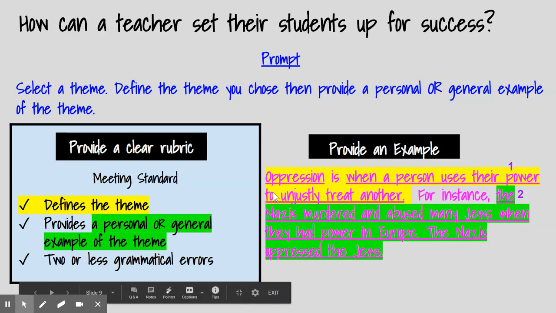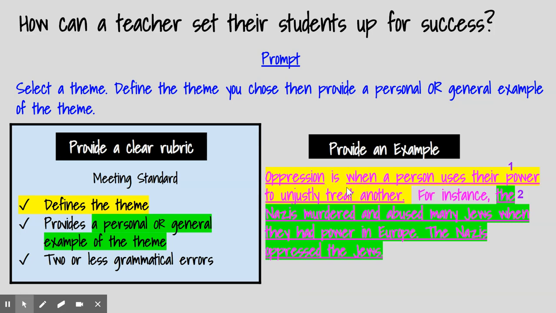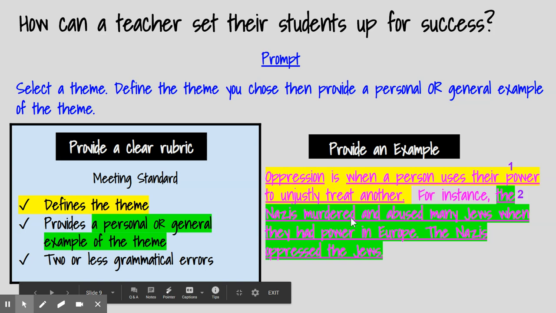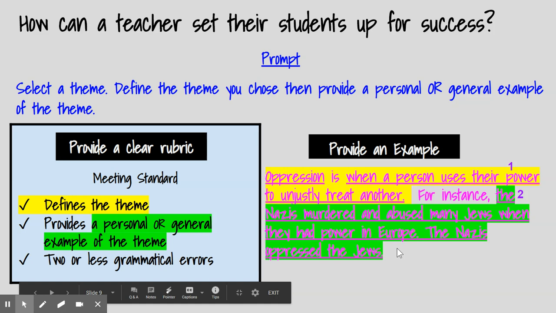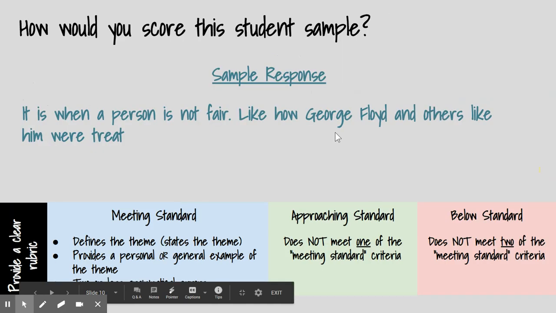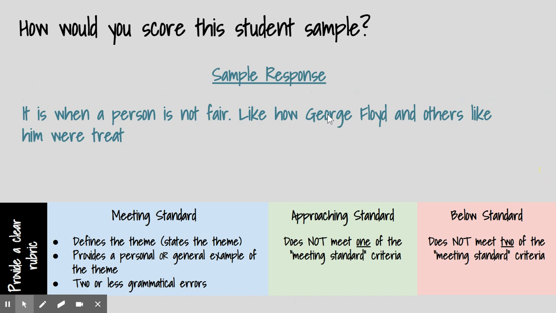So the theme is clearly called out. It is defined in the first sentence, and an example with Nazis and Jews is provided. This clearly shows that the student understands what oppression means. Try it on your own. Here's another one. Let's take a look at this example. This is from a student. Press pause to read through if you need to.